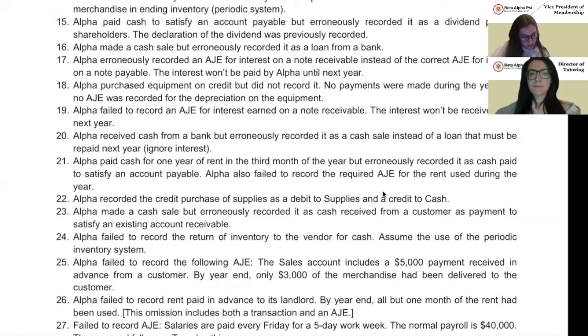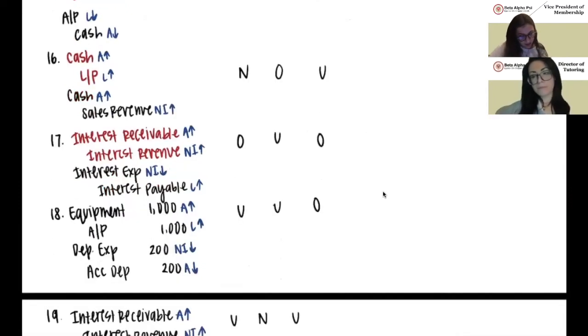All right, number 17. Alpha erroneously recorded an AJE for interest on a note receivable instead of the correct AJE for interest on a note payable. Interest won't be paid by Alpha until next year. So what they did was they recorded it as a receivable. So they did a debit to interest receivable, which increases our assets, and a credit to interest revenue, which increases our net income. What they should have done is they should have recorded it as a payable, an expense. So they should have done a debit to interest expense, which would have lowered our net income, and a credit to interest payable, which would have increased our liabilities.